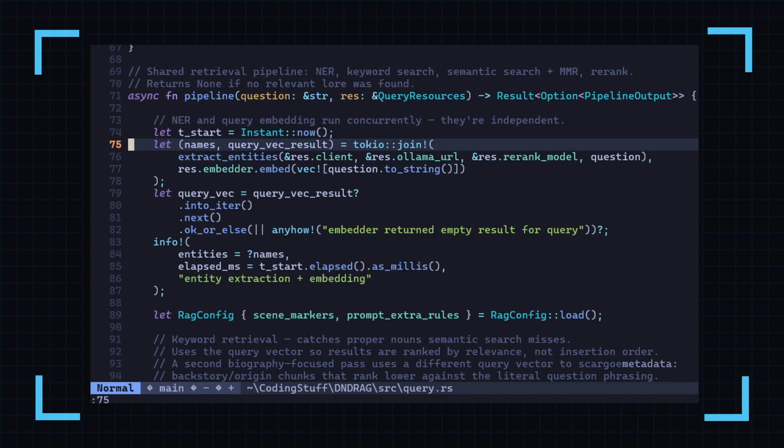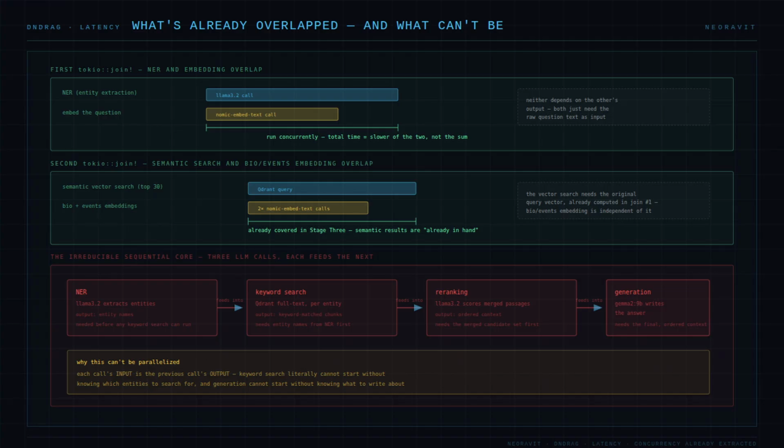What's already done on the software side to reduce latency: NER and embedding run concurrently in the first tokio join, and the semantic vector search runs concurrently with the bio and events embedding in a second. The parts of the pipeline that don't depend on each other are already overlapped. Three LLM calls are the irreducible sequential core. NER feeds into the keyword search, which feeds into re-ranking, which then feeds into generation, and there's no good way to run them in parallel that I could find.